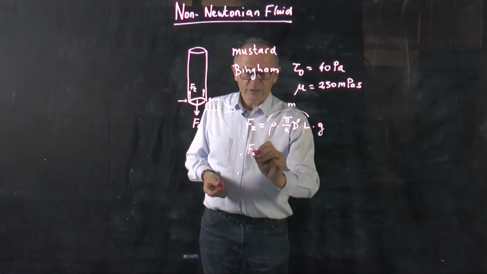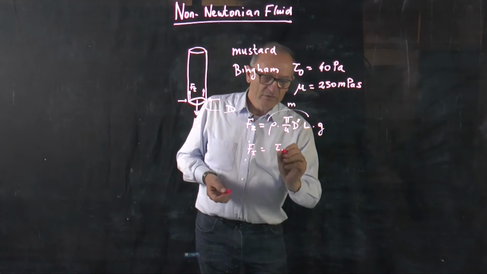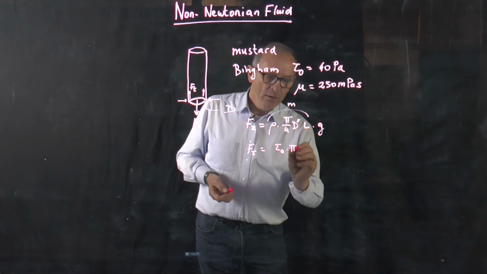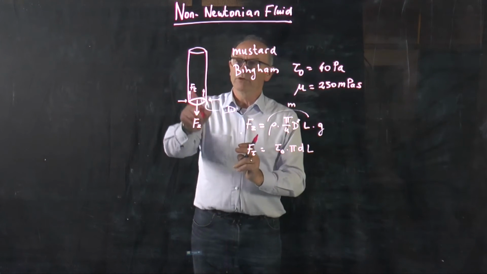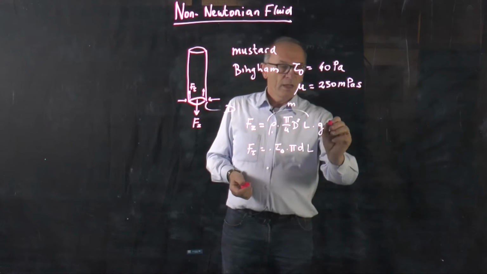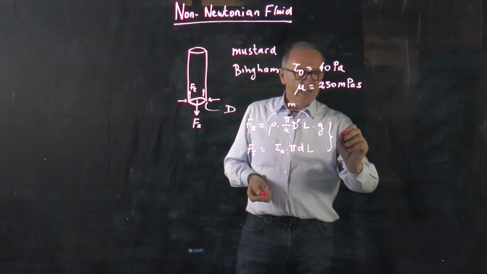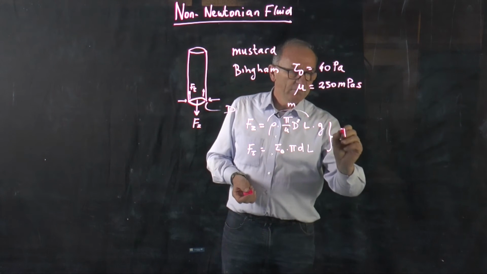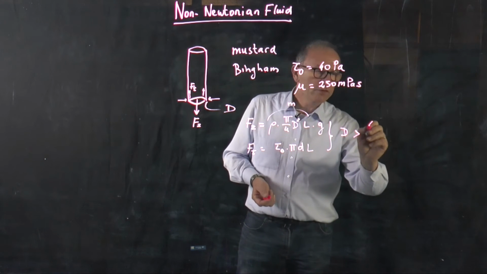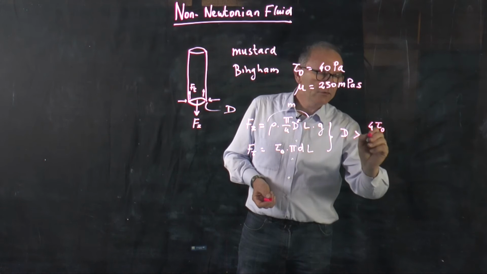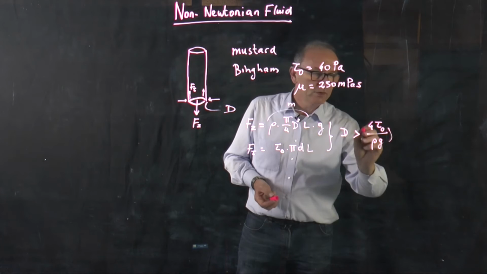F tau is quite different, because that's the yield stress acting on the surface area of this tube, so the perimeter multiplied by the length. If you combine these two, you will see that D must be larger than 4 times the yield stress divided by the density divided by the gravity.